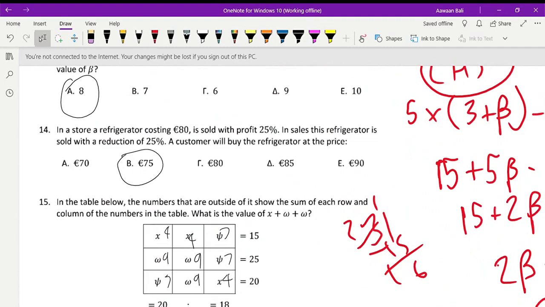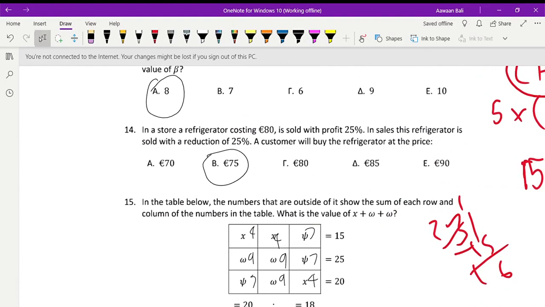Now, question number 14. In a store, a refrigerator costing €80 is sold with a profit of 25%. In sales, this refrigerator is sold with a reduction of 25%. A customer will buy the refrigerator at what price? Okay, so first we can just do the normal percentage method, and then I can show the formula.